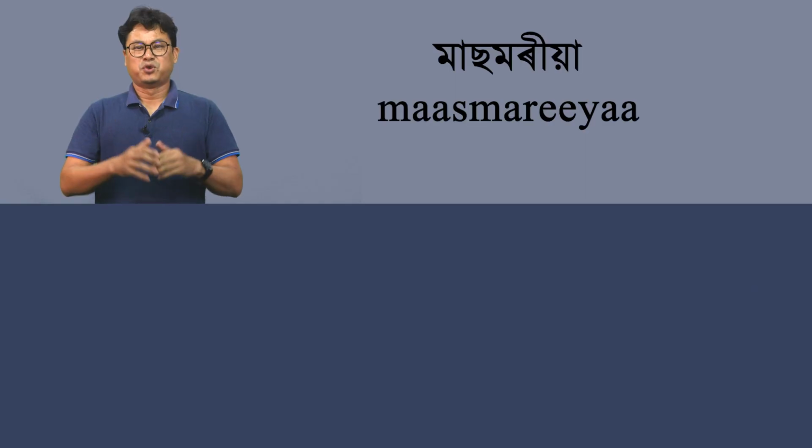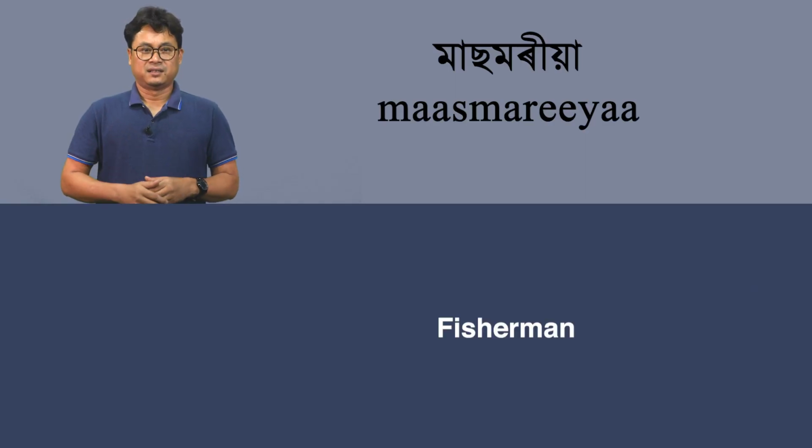Here, the compound masmar does not make any sense. That means it does not have a valid semantic value or meaning in contemporary Assamese. The structure reflects a noun plus a verbal root followed by a derivational suffix, all within an Indo-Aryan framework. Mas is a noun, mar is a verb root, and ia is a derivational suffix. Together, they derive the word Mas Moria, which means fisherman.